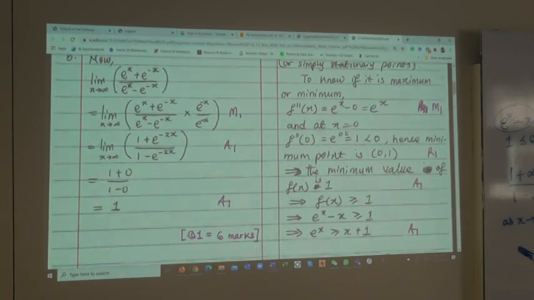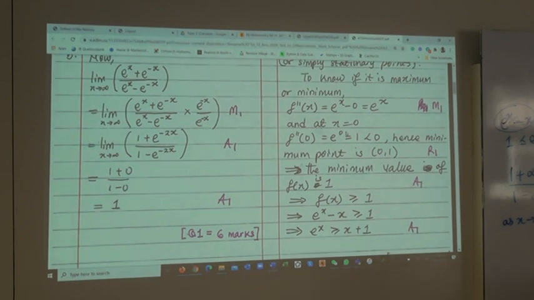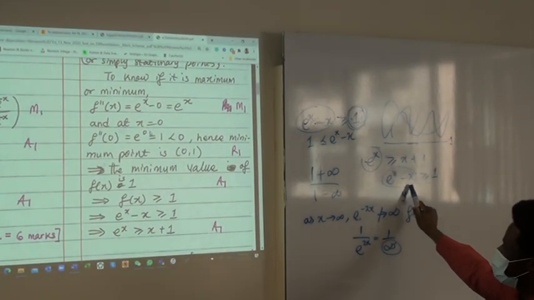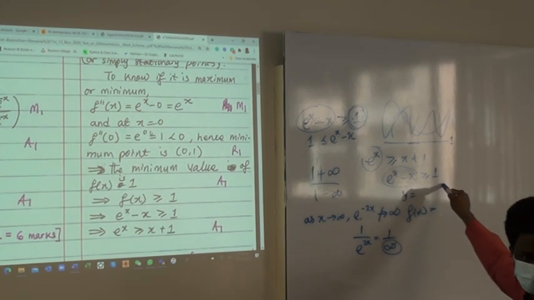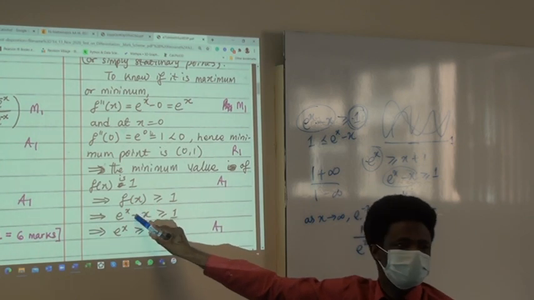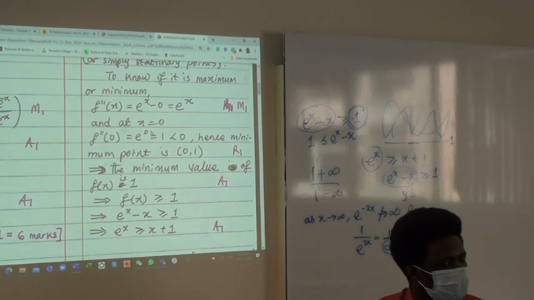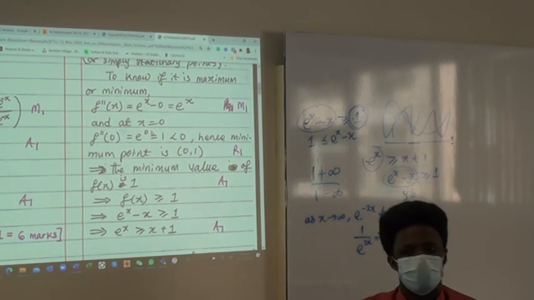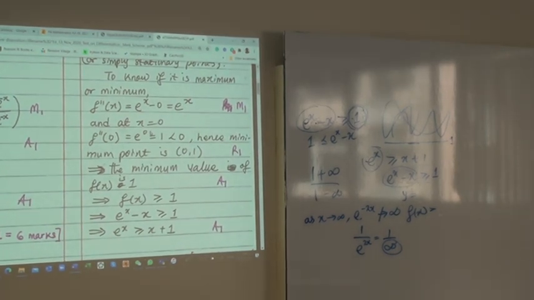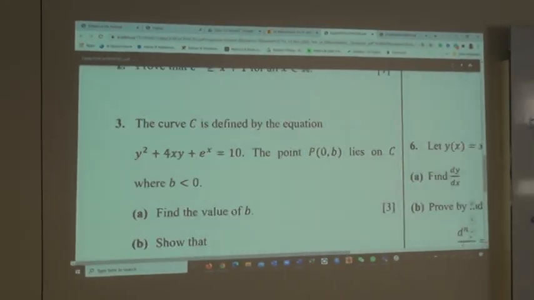So, I concluded by saying the minimum value of that function is 1, which means for any value of x, f of x will be at least 1. Then you can put it back in. What is f of x? This is your f of x. It's at least 1, and that is the proof. Okay? You cannot use induction because you are not dealing with natural numbers here. Alright, so the next one is talking about this curve.